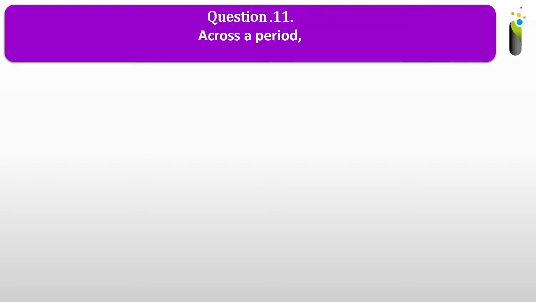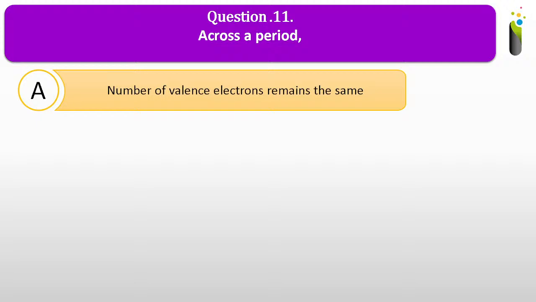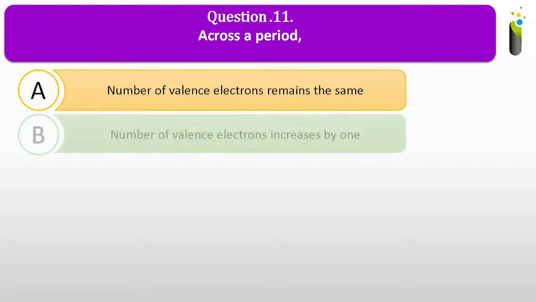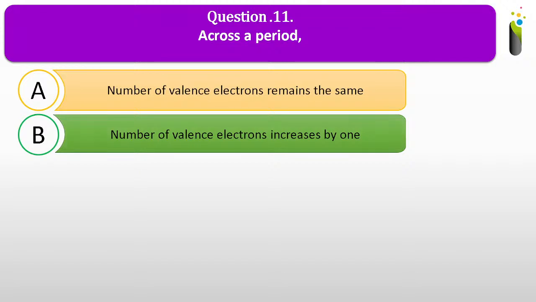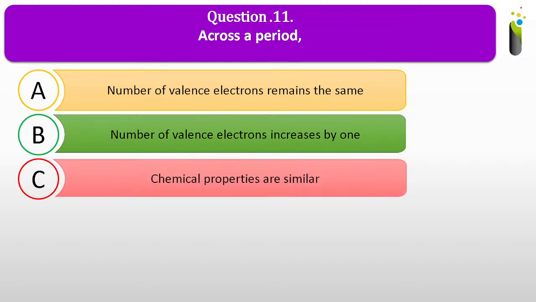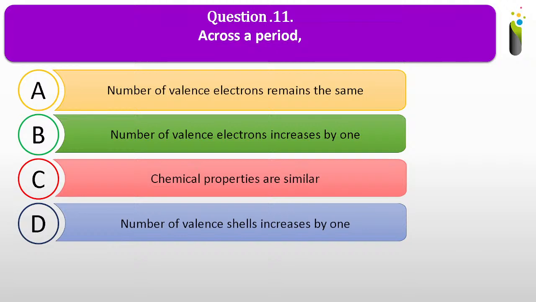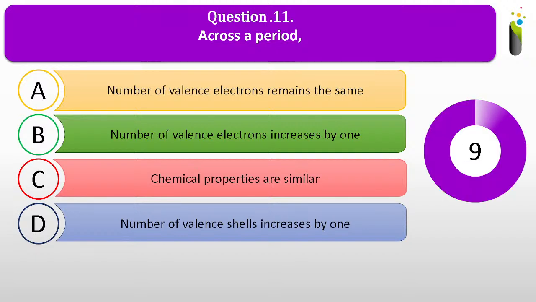Across a period, A. Number of valence electrons remains the same. B. Number of valence electrons increases by 1. C. Chemical properties are similar. D. Number of valence shells increases by 1.